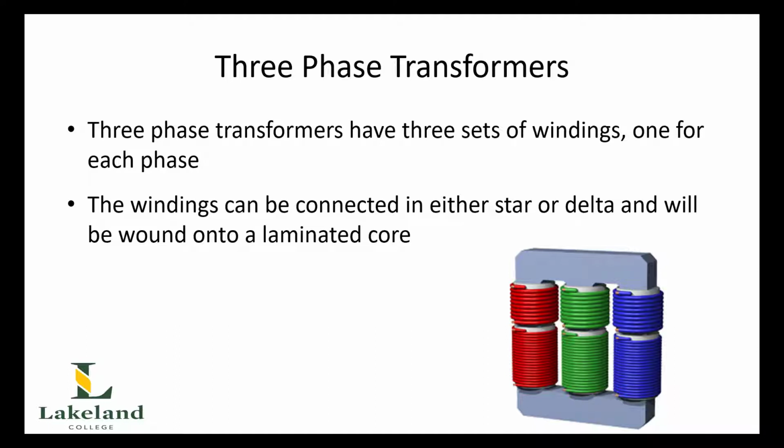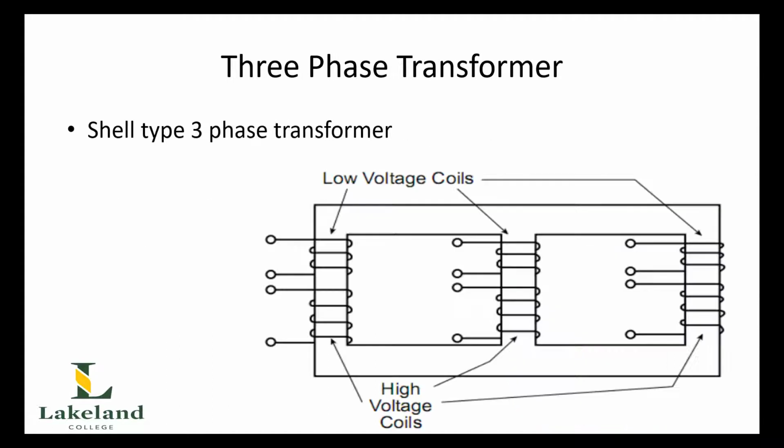Now these windings, because they're three-phase, can be connected in either one of our three-phase arrangements, that is, in either the star or the Y connection, or delta. And everything's going to be wound onto, once again, a laminated and stripped core to reduce those core losses.